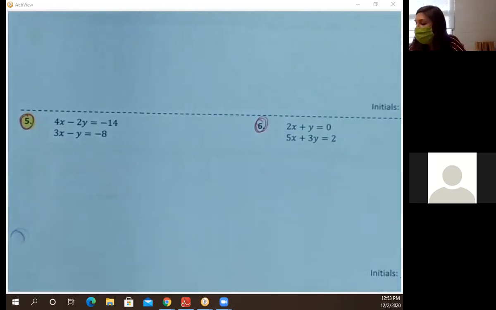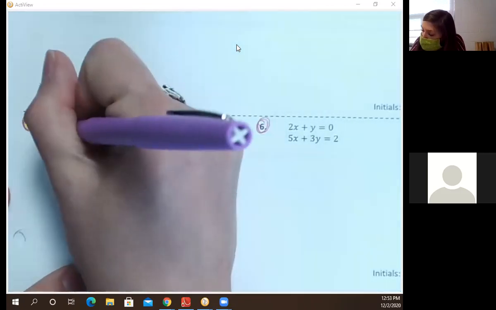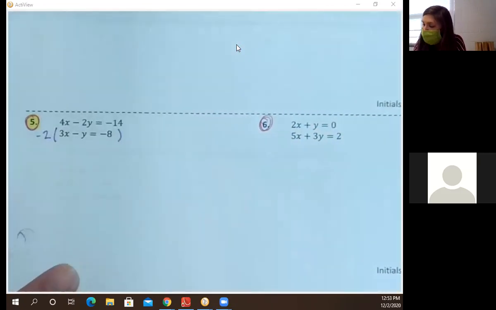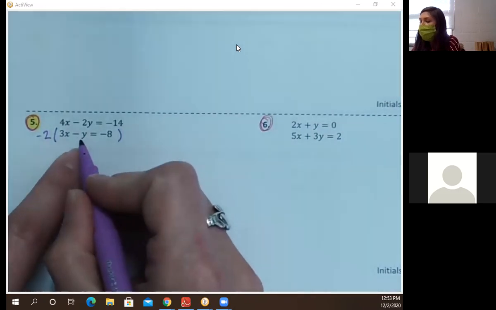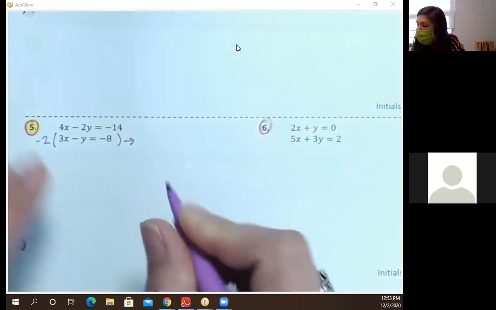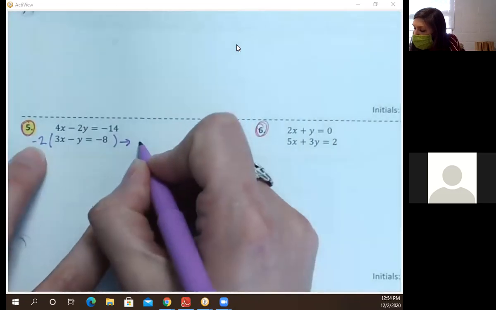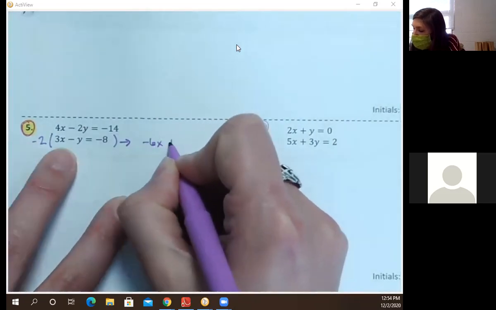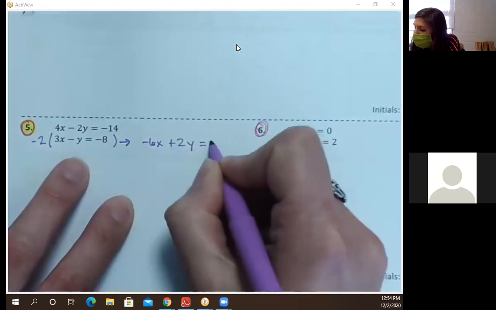Does anybody have an idea on what variable may not be too terrible to eliminate? Y. So if I want to eliminate y, what equation are you going to multiply and what are you going to multiply it by? Multiply the bottom equation by -2. -1 times -2 gives me +2 for y, and then I can eliminate the y terms. So I'm going to go ahead and multiply by 2 and write that over here. So that would be -6x plus 2y equals 16.